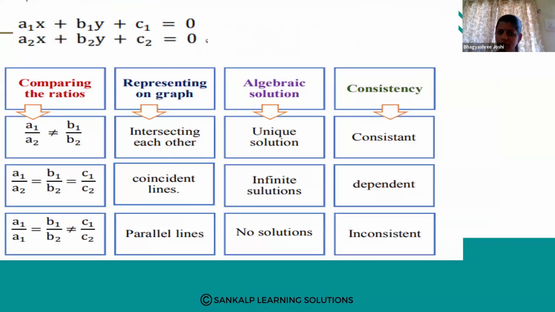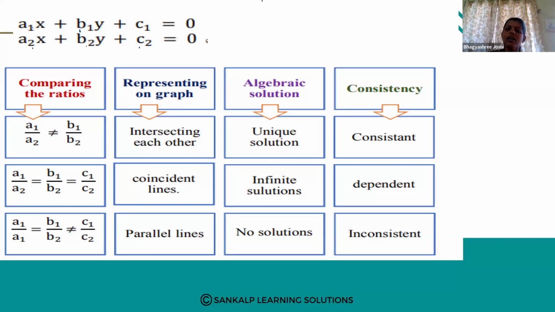See, we know the general form for linear equations in two variables, that is a1x plus b1y plus c1 is equal to 0 and a2x plus b2y plus c2 is equal to 0. If we compare the ratios, that means a1 divided by a2, b1 divided by b2, c1 divided by c2, we can tell whether the pair of equations is consistent or inconsistent or dependent, or how many solutions it has, whether it has a unique solution, infinite solutions or no solutions.